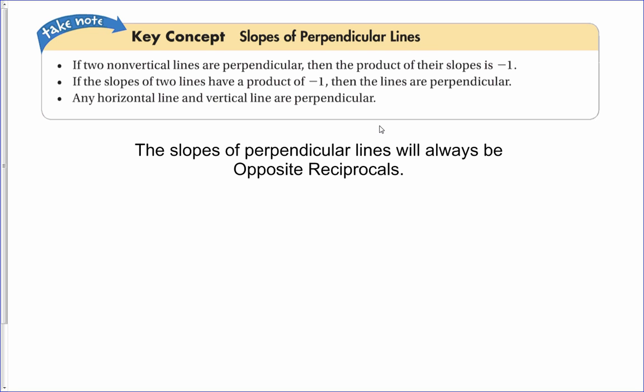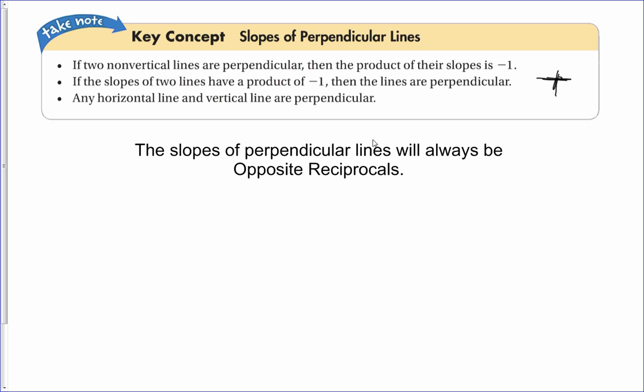Slopes of perpendicular lines. If two non-vertical lines are perpendicular, then the product of their slopes is negative 1. The converse, if the slopes of two lines have a product of negative 1, then the lines are perpendicular, and any horizontal line and vertical line are perpendicular. So if you have a line running horizontal and a line running vertical, these will always be perpendicular to each other because one is vertical and one is horizontal.